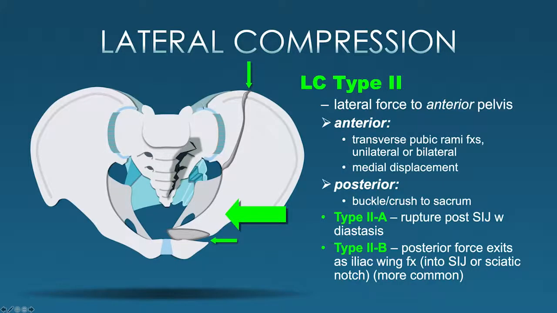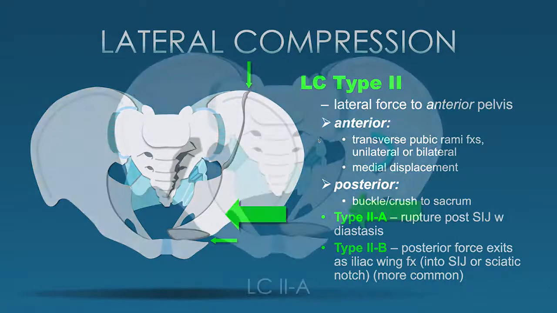This is the type 2B, and disruption back here is the type 2A fracture. We see this one more commonly in our practice. So here's the injury for the lateral compression type 2A.